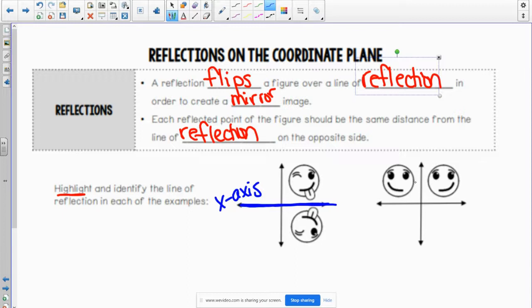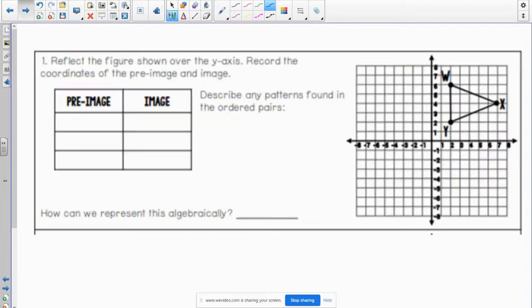If you look at this smiley face, you'll notice it's reflected, what we call it, horizontally. So it's reflected from this side, I'll put a nose on him, over to this side. So that is over the y-axis. So let's get started right away on reflection.